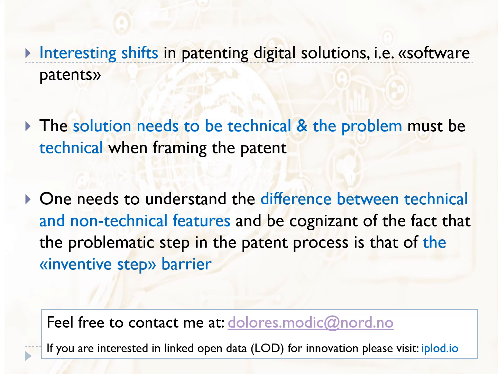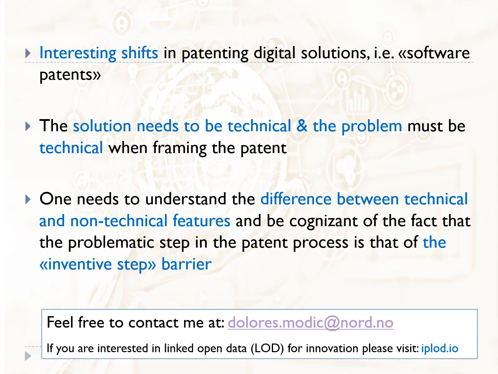There are interesting shifts in patenting digital solutions or patenting computer implemented inventions. So that can be either methods performed on generic computers, or methods that require some specific means, or methods implemented in a distributed environment. But sometimes or many times we simply call these software patents, or patenting software. What we need to take into account is that not only the solution needs to be technical, but also the problem must be technical when framing the patent. So you either need to take this into account from the beginning on, or you must be able to pivot and thus reformulate the problem statement inside the patent at a later stage.